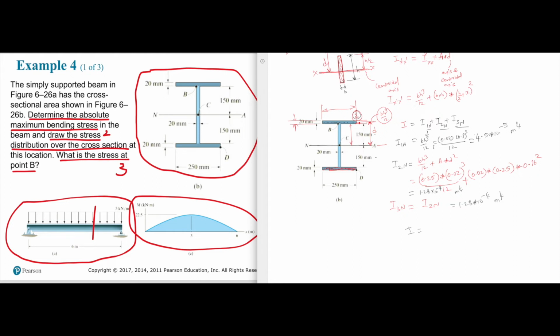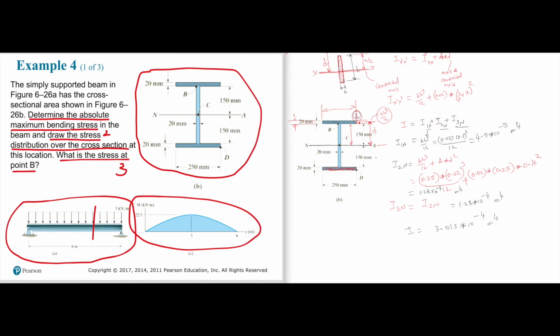We should get the answer as this times 2 plus 4.5 times 10 to the power minus 5. I got 3.01333 and so on times 10 to the power minus 4 meters to the power of 4, right? That's what I got here. That is the moment of inertia of this.